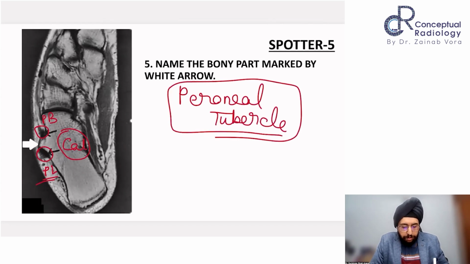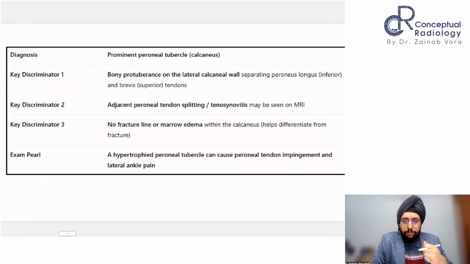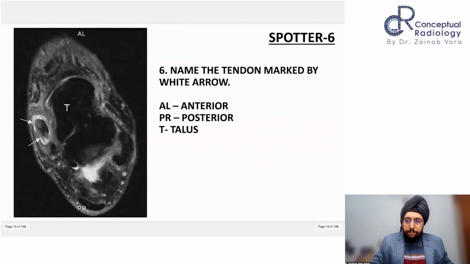Okay. So an important point is if there is a hypertrophic peroneal tubercle, it can cause peroneal tendon impingement and can lead to lateral ankle pain as well. Keep giving yourself points. And at the last, I'll be asking you the total score.